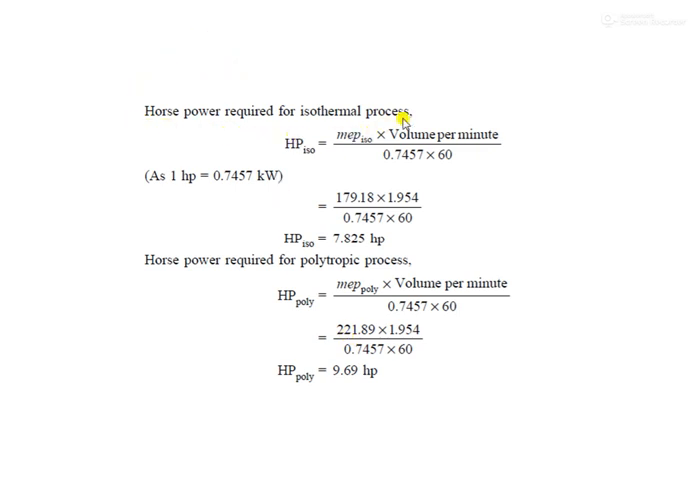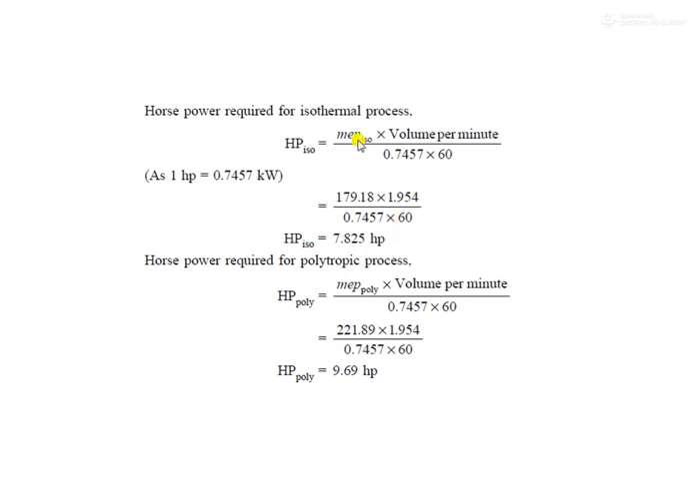Now the horsepower required for isothermal process. How can we determine the horsepower? Horsepower will be work done per unit time, and because it is horsepower, we will be dividing it with the conversion factor, that 1 horsepower is equal to 0.7457 kilowatt. So mean effective pressure into volume will give us the work done per minute. So divided by 60, we can get the value of power, and further dividing by 0.745 kilowatt, we will get the expression in terms of horsepower, right?